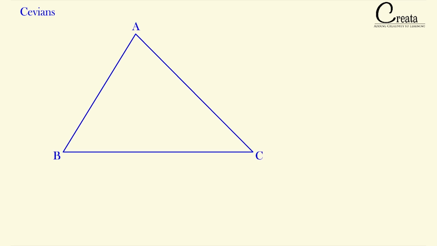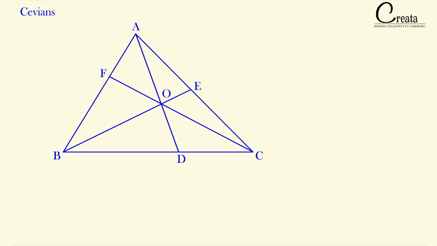Okay students, we have covered Ceva's theorem and before that we have done Stewart's theorem. Let's move to the next fundamental. For that, let's take a triangle ABC with three Cevians as AD, BE and CF. Here these three Cevians are intersecting at point O. Okay, these three Cevians are concurrent.